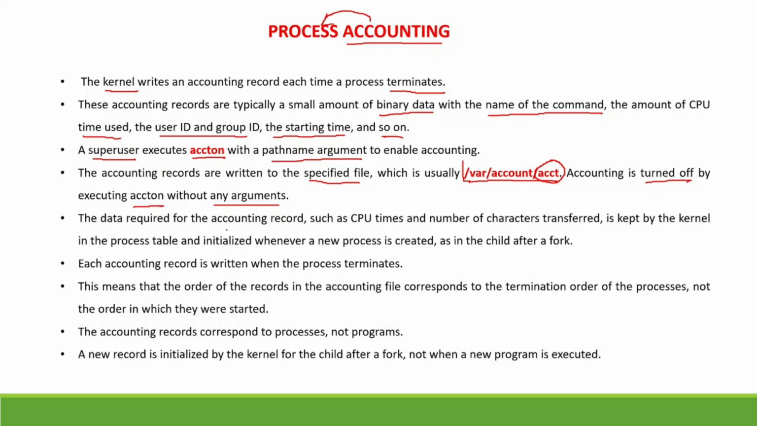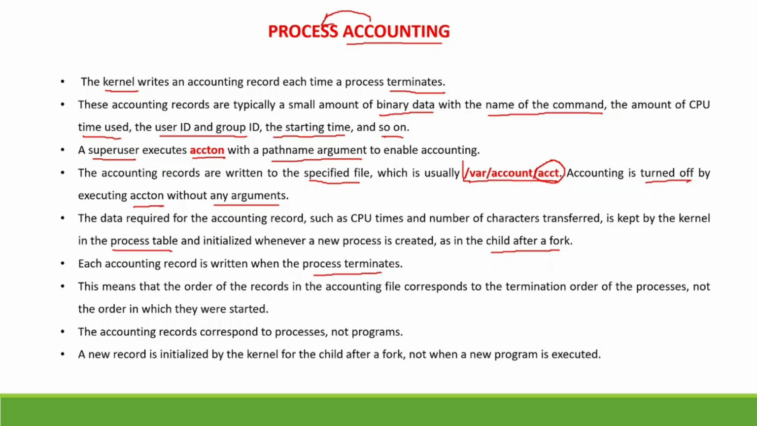The data required for the accounting record, such as CPU time and the number of characters transferred, is kept by the kernel in a special table called the process table. It is initialized whenever a process is created, normally during a fork system call. And each accounting record is written when the process terminates. This is already mentioned, right?